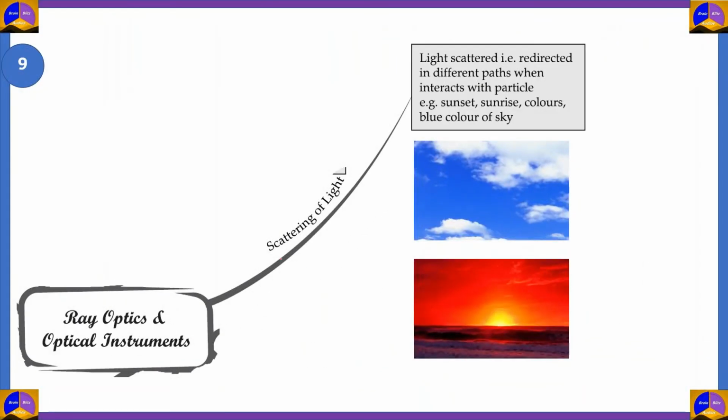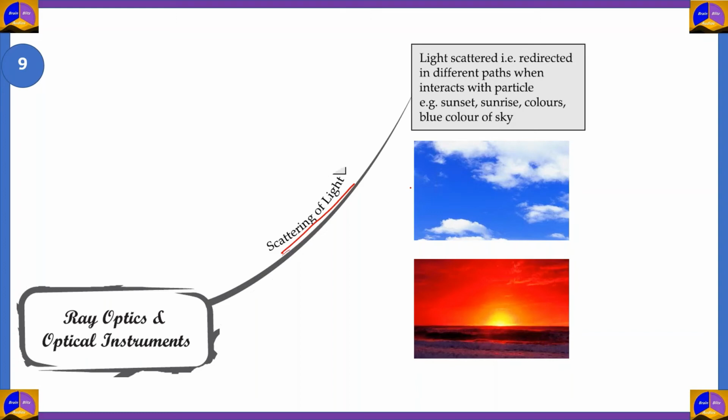Next, we'll be looking at scattering of light. When light gets scattered, it basically gets redirected into different paths when interacting with particles. If you've seen light from the sun, you know that it's white light, which contains a combination of 7 colors. When it hits the atmosphere, which is made up of a variety of particles: dust particles, water particles, oxygen, nitrogen, hydrogen, etc., each of these particles interacts with the light, because these particles are small, comparable with the wavelength of light.